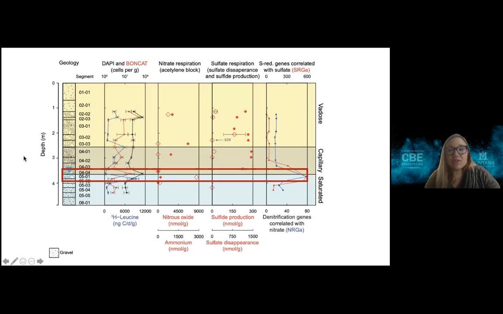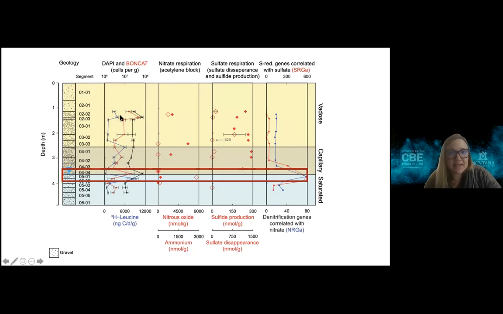So here's some results from that coring study that I was telling you about. And what you can see here is some of the different activity assays that we had. So this is from the uncontaminated core. The yellow color is our vadose zone, so that's that mostly dry zone. Then we're going into the capillary fringe, and where this upside down triangle is, this is the height of the water table. And then we're into the saturated zone.